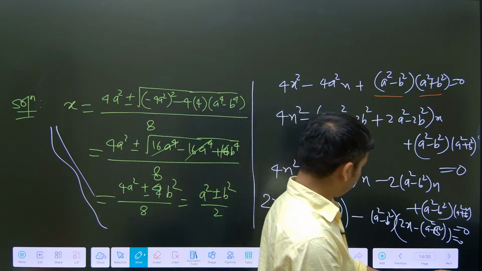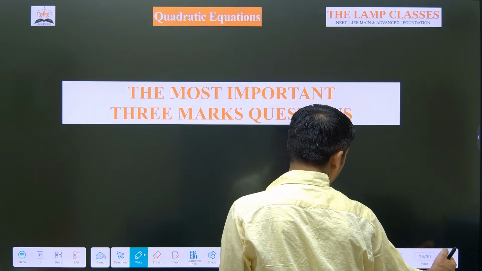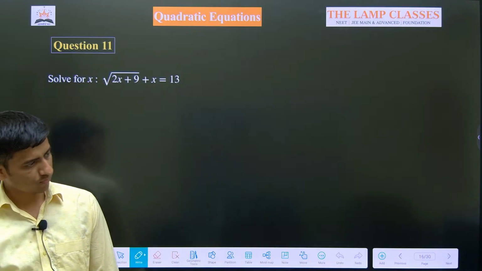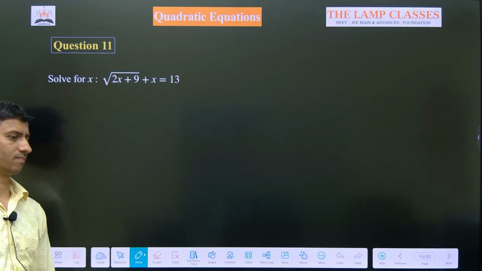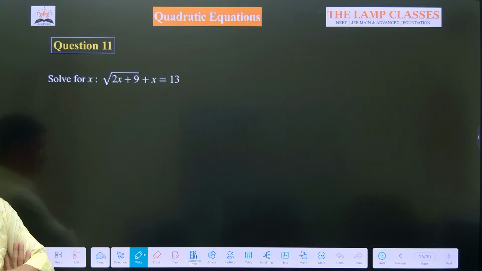Let's do a few 3 mark questions. Root of 2x plus 9 plus x is equal to 13.